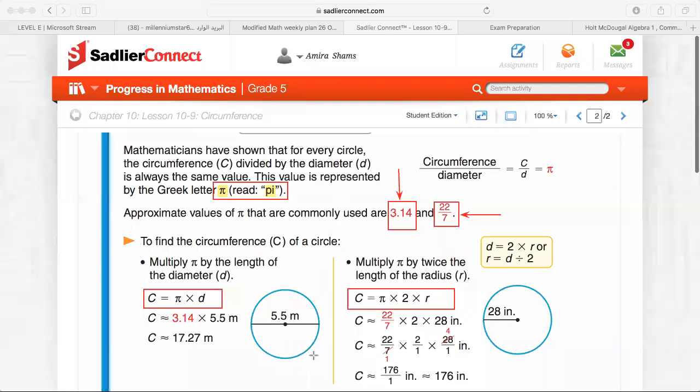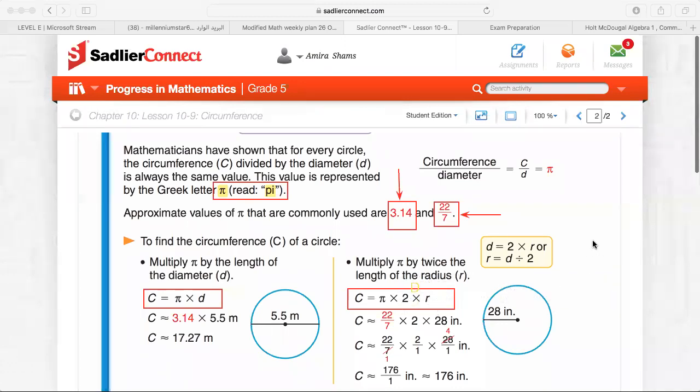I have two rules to calculate the circumference. If the diameter is given to me, I'm going to write C, circumference, equals pi multiplied by d. If the radius is given to me, I'm going to write circumference equals pi multiplied by 2 multiplied by r. Why? Because 2r is d. You remember, girls? 2r is d.